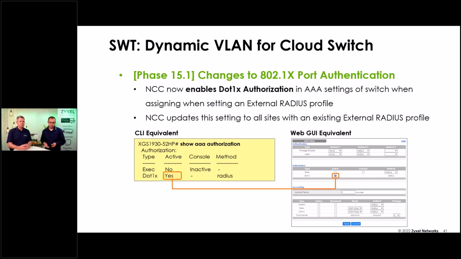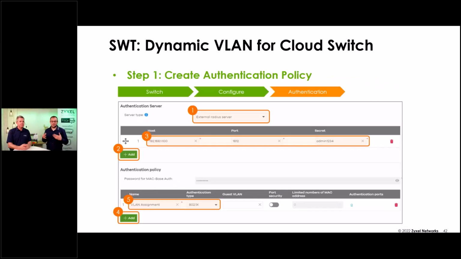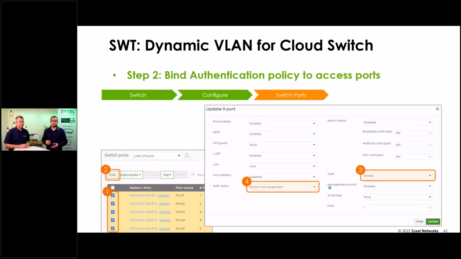So how can we set that up? It's as well very simple, way more simple than on the on-premise devices. And I mean, that's the main goal of Nebula, make stuff simple. So for that, you just go to switch, configure, and again, the authentication page. Then as a server type, you choose your external RADIUS server. You add your server there, and then down in the authentication policy itself, you just say, okay, I want to use the 802.1x, and you click on add. From there, you just need to enable that functionality on the switch itself.